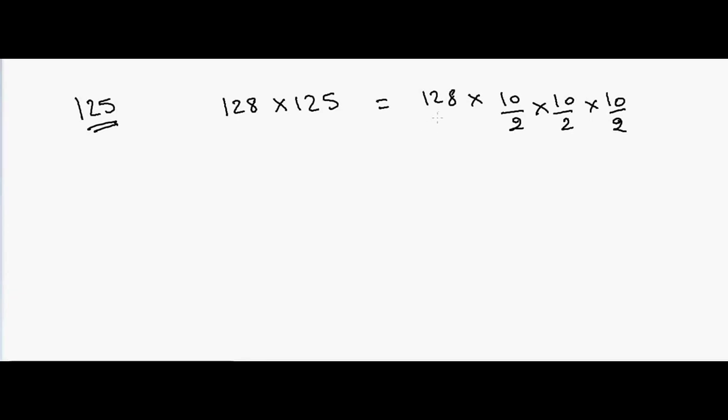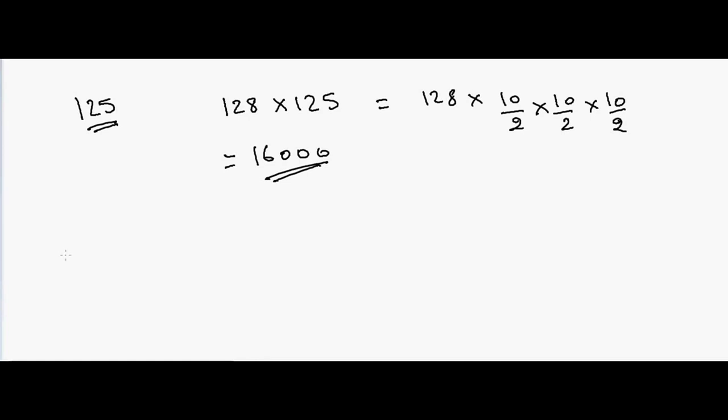So if we divide 128 by 2, that is 64, and half of 64 is 32, and half of 32 is 16. So the answer will be equal to 1600 and one more zero. This trick may not be very convenient a lot of times, because dividing something by 8 is not very easy sometimes, but it could be handy at certain times.